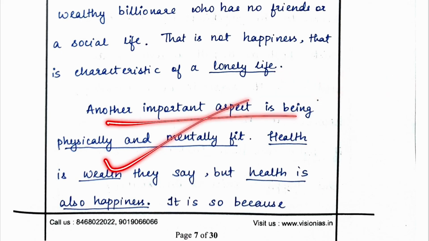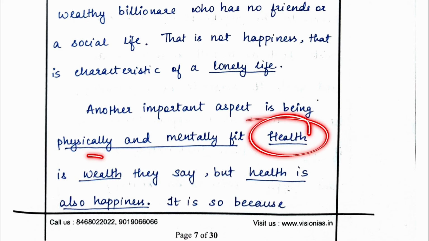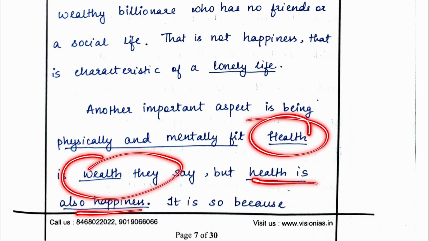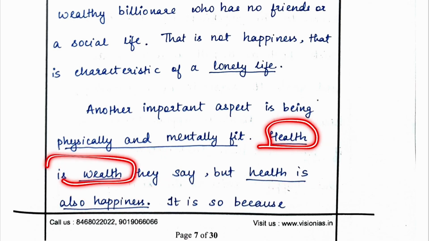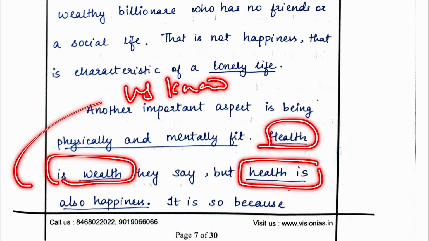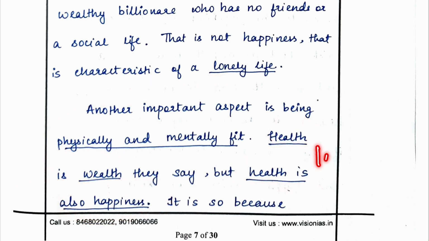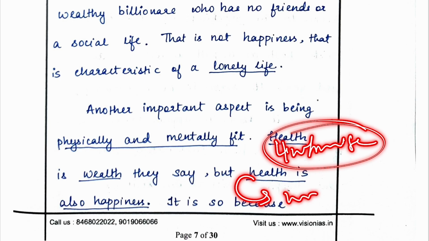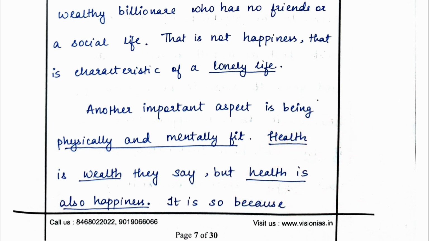Another important aspect, so this is another connector to ensure the flow between two paragraphs. Another important aspect is being physically and mentally fit. Health is wealth, they say, but health is also happiness. Health is wealth, this is the quote every one of us knows, but health is also happiness. This is what we call improvisation. So you also need to improvise. If you know certain quotes, you can use them as per your understanding. You can improvise upon them, you can write them as per the demand of the essay.